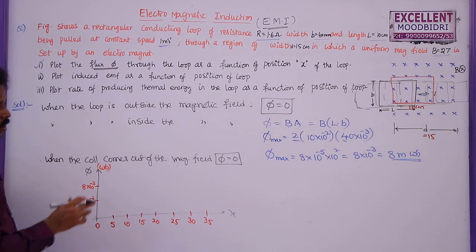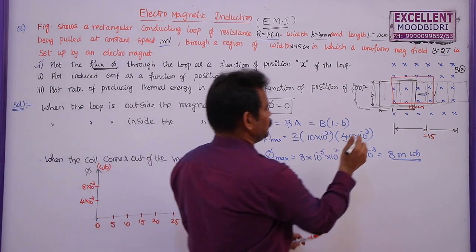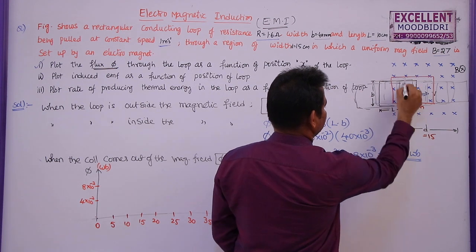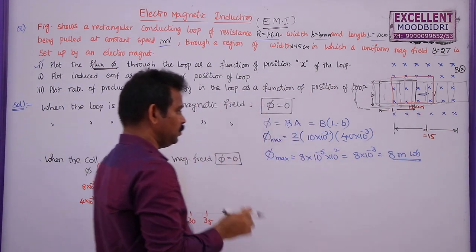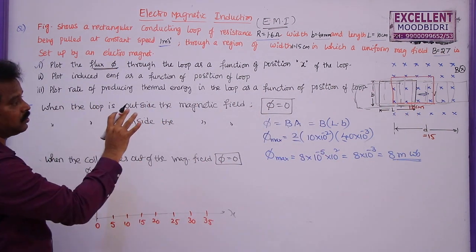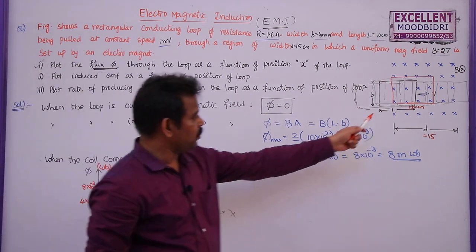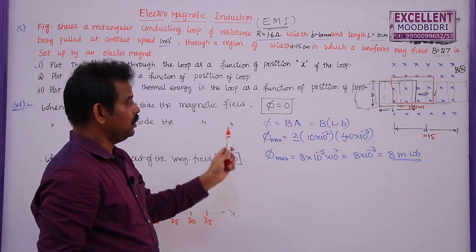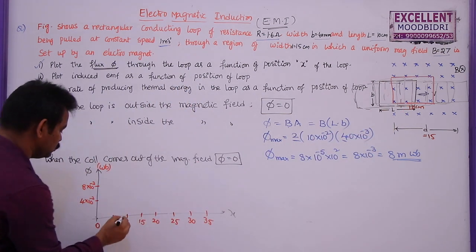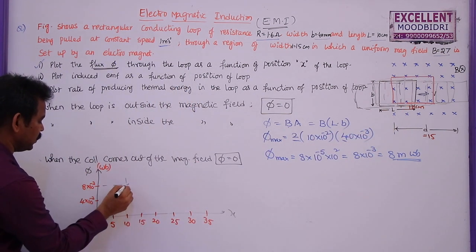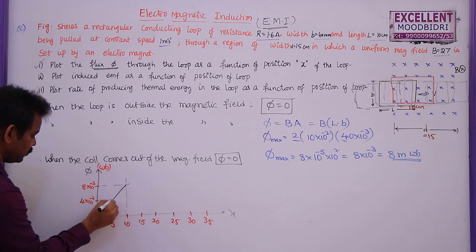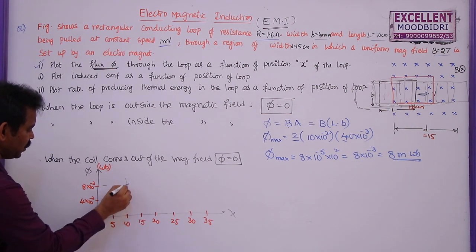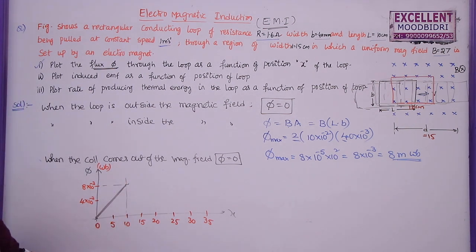the flux through the coil will be 0. When x is equal to 5, that means some part of the coil enters the field, some flux will be available. Till it enters completely, I am showing with the red color, it has to travel 10 centimeters. So till 10 centimeters, the flux will be less than the maximum value. So this is the line that indicates the variation of flux with distance.